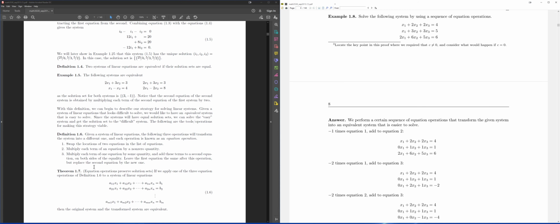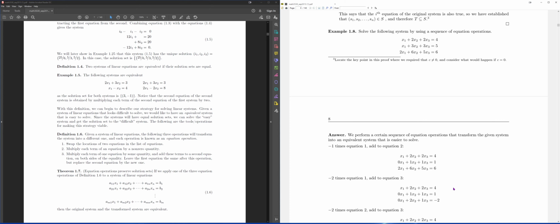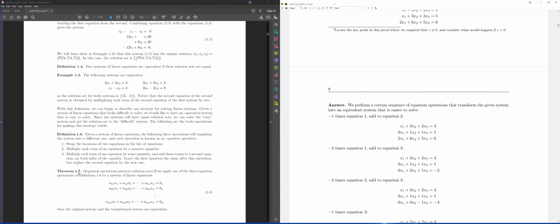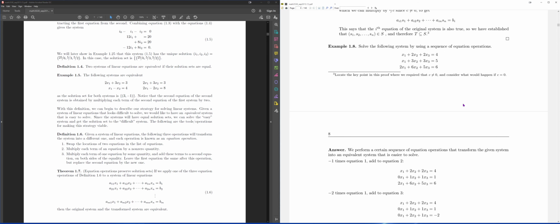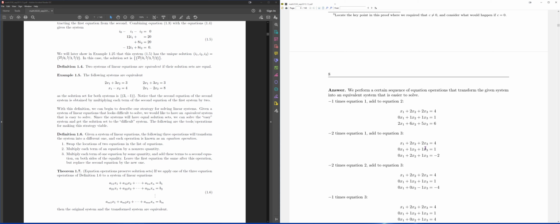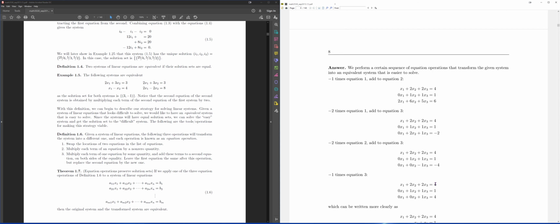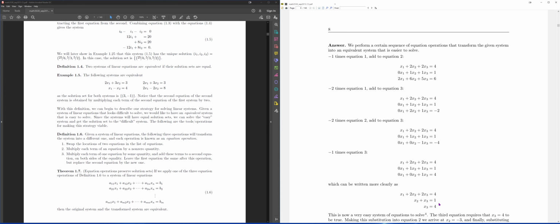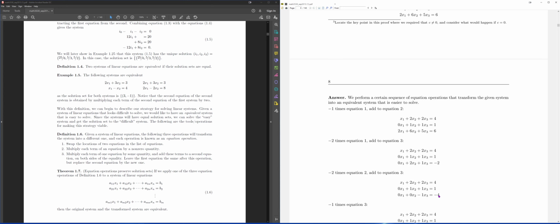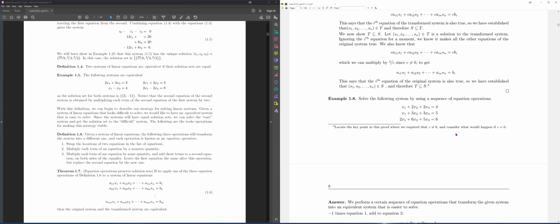And going from here to here, you use an equation operation, and the equation operation doesn't change the solution set, right? So the solution set for this is the same as the solution set for this, same as this, same as this, same as this, and same as this. Which means that if you thread your way back through the chain, this over here has the same solution set as this.